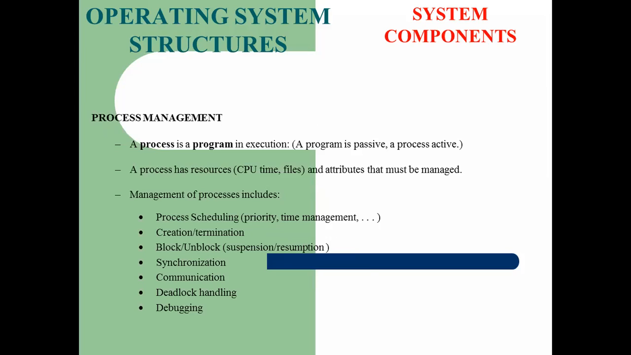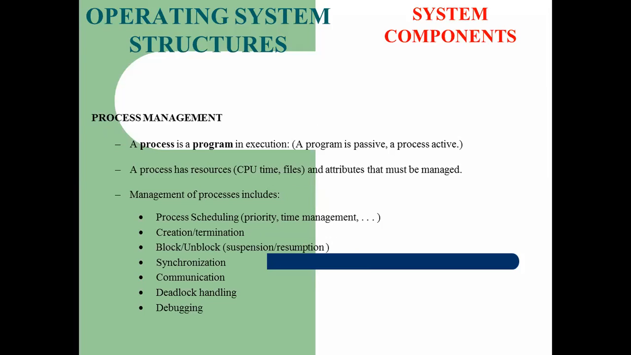Now the process management, what is this? A process is a program in execution. You are already aware of the process. How will we define the process? When we write any program, it is called passive. Whenever we run that program, it comes into active mode. Then it is called the process. So a process is a program in execution.